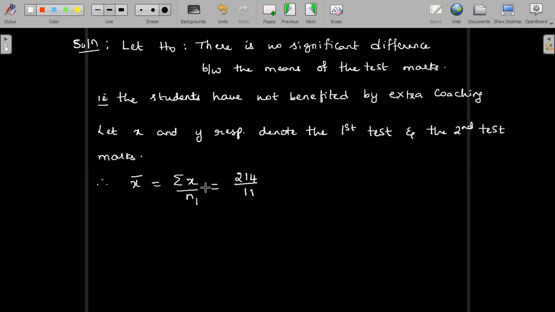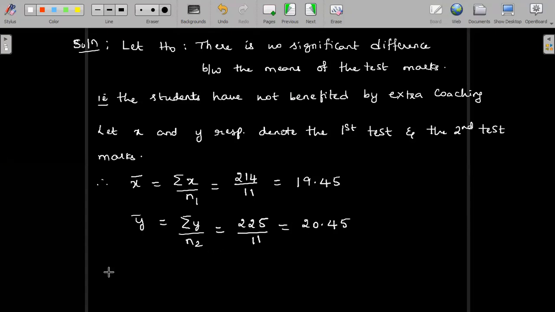And this should have been N1 because we'll consider each set separately. Number of boys here is N1. N1 is equal to N2 equal to N in this case. And this on simplification gives us 19.45. Similarly, Y bar we will evaluate, which is sum of all Y values divided by N2. Sum of all Y values, that is second test marks, will be 225 divided by 11, and this will fetch us 40.45.